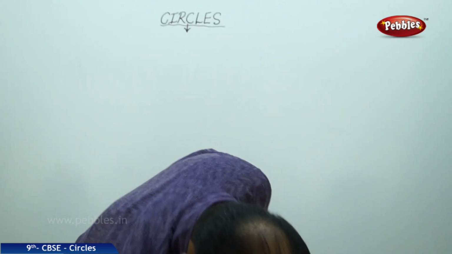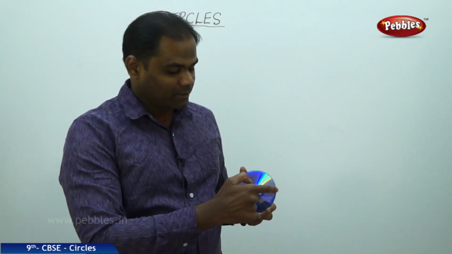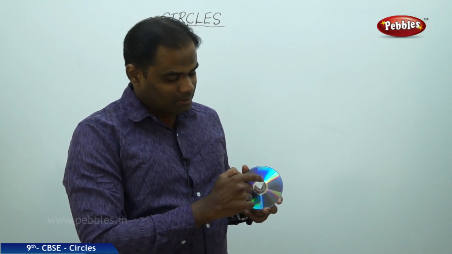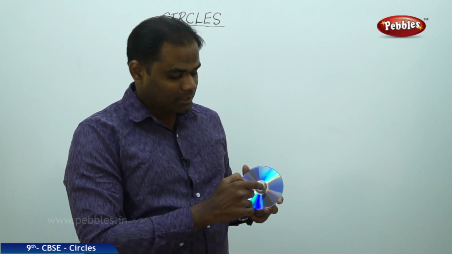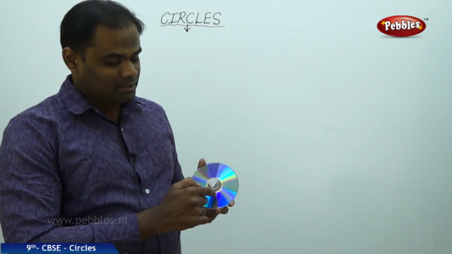Similarly, I have a disc which has many different circles that can be identified. One of them is the outer circle, because it is circular in shape. The other circle is the rim out here, and there is one more inner circle. So these are the different sizes of circles identified in the disc: the bigger circle, the next bigger circle, and the smaller circle. So circles can be of different sizes, but anything which has the shape of being round is called a circle.